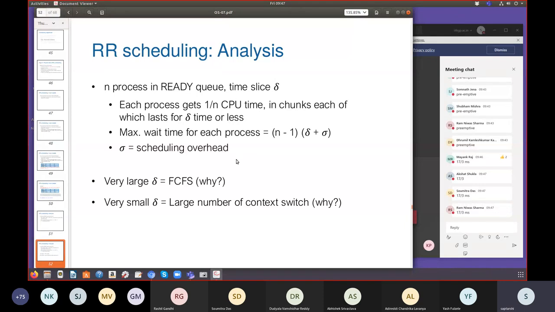Now let me claim this: suppose delta is very large, then round robin scheduling reduces to FCFS. Why? If delta is very large, this slide claims that round robin scheduling kind of reduces to FCFS. Why is that?